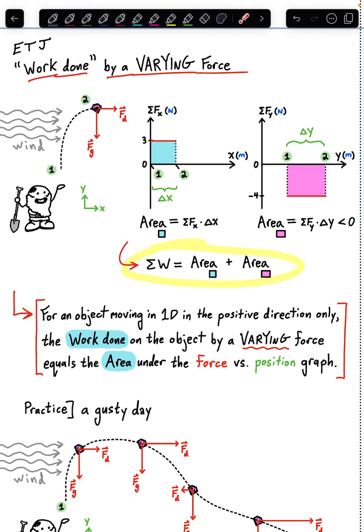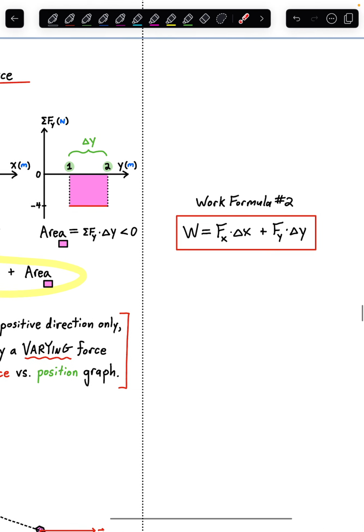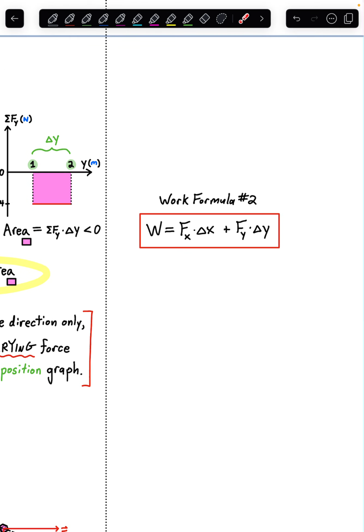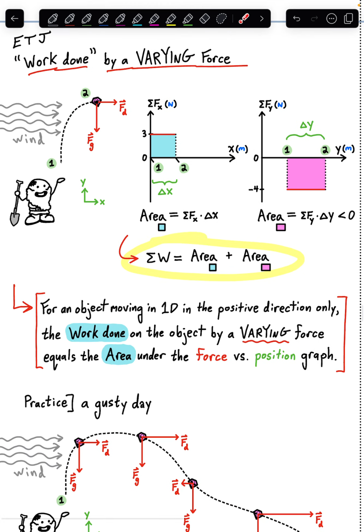But looking at these two expressions, net force x delta x and net force y delta y, we are reminded of work formula number 2. Because Fx delta x plus Fy delta y, that is the sum of the products of the parallel parts, that is exactly what we mean by the work done by that force. And so net force x delta x added to net force y delta y would be the net work done on the gem from moment 1 to 2. In other words, the net work on the gem equals the sum of these areas.